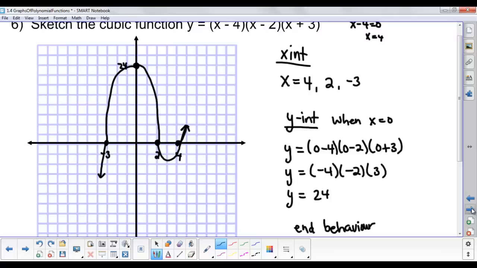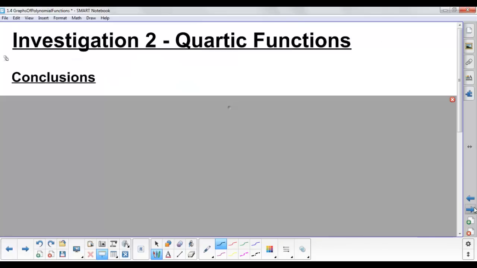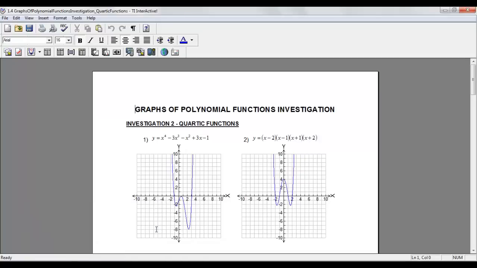Okay, so let's move on to quartic functions. Again, I'm going to show you a few graphs, and you're going to come up with some conclusions. Same idea as last time. I want you to take a look at your function. I want you to see if you can determine where the x-intercepts are, the y-intercept is, and what the end behavior would look like.